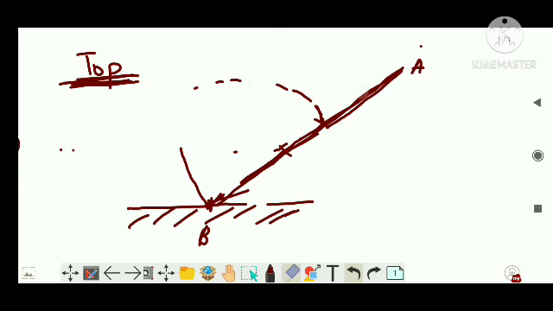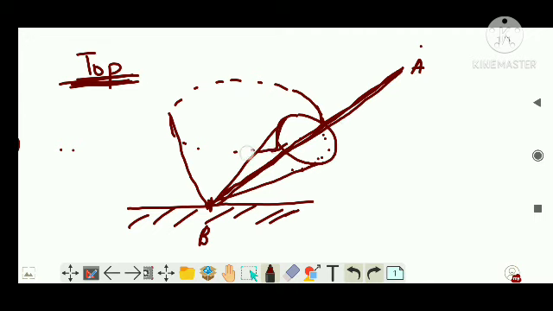But similarly your top is also spinning, right? This was your top, right? The top was also spinning. Suppose the top is rotating in this direction. That means you can see that AB will be rotating in this direction. That is, if the top is rotating in clockwise direction, then the axis will be rotating in anti-clockwise direction, right?